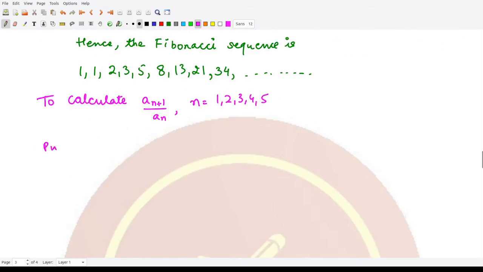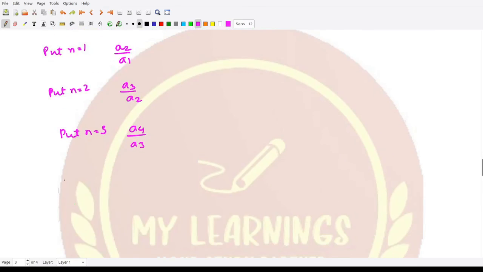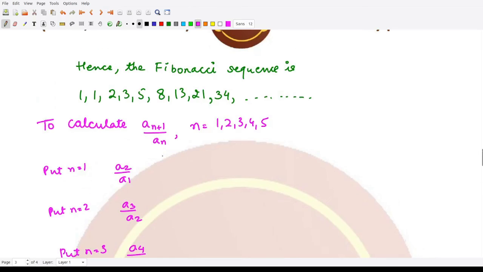First of all, when we put n equal to 1, we have a2 upon a1, right? When we put n equal to 2, we have a3 upon a2. Then when we put n equal to 3, we have a4 upon a3. I'm just substituting the value of n here for 1, 2, 3. Then we are substituting the value of n as 4, so that we have a5 by a4, and then we are substituting the value of n as 5, so it would be a6 by a5. Right, now we have all the values. This is a1, this is a2, this is a3, and so on, right? So we can substitute the values.